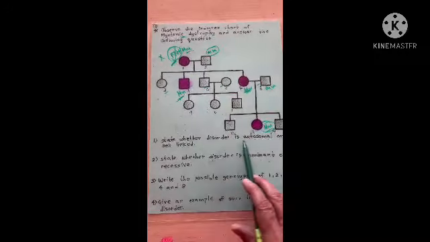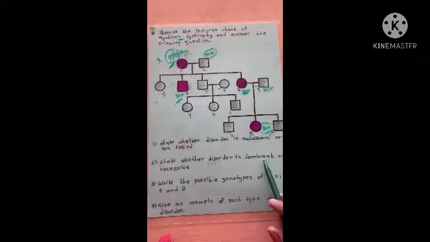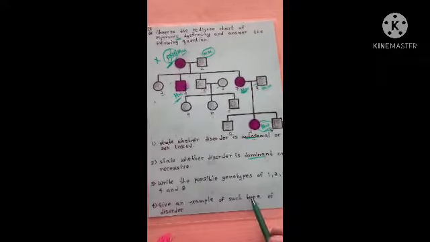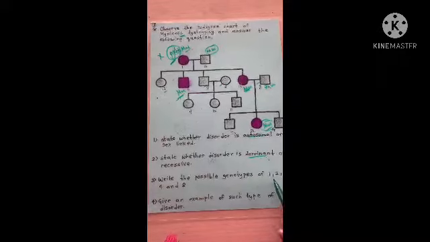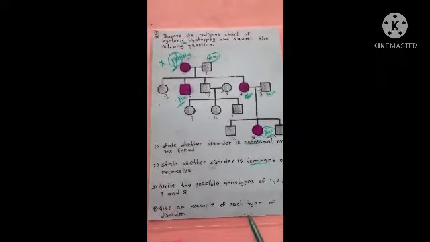So state whether the disorder is autosomal. So this we know that ये autosomal है. State whether the disorder is dominant or recessive. We know that it is a dominant disorder. Write the possible genotype of the 1, 2, 3, 4 and 8 that I have written. Give an example of such type of disorder.